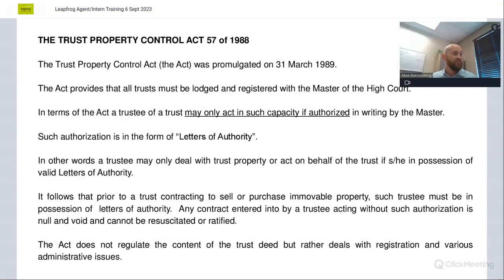And what is that authority? That is that letter that we should all know by now, called the letter of authority. The letter of authority from the master's office is that document that sets out exactly who the trustees are.